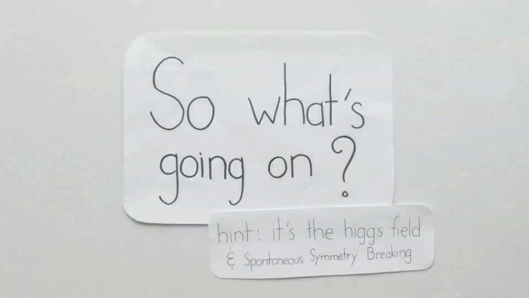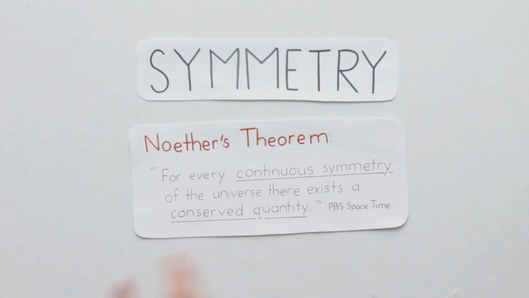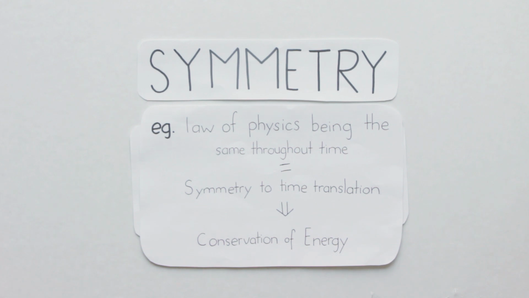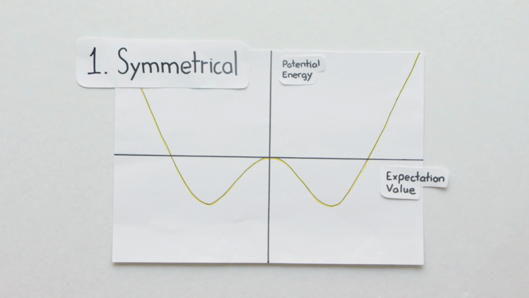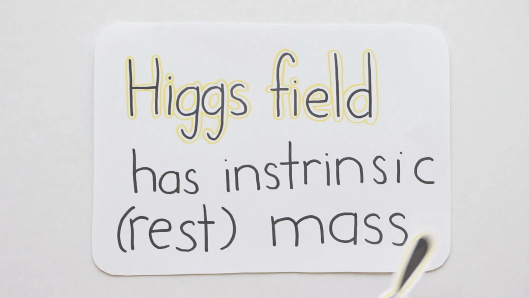So what's going on? First, let's acknowledge how important symmetry is for the world to work the way it is. However, this concept also poses a problem. Particles will be massless. Okay, it's time to start talking about the Higgs field. Firstly, it's symmetrical, but secondly, it has more than one lowest energy state where the VEV is non-zero, which means the field has an intrinsic mass.